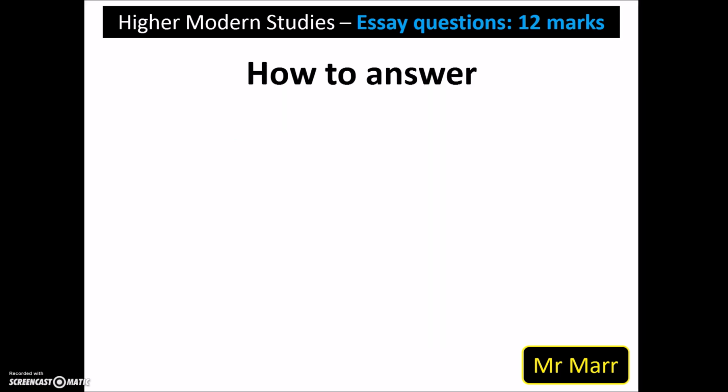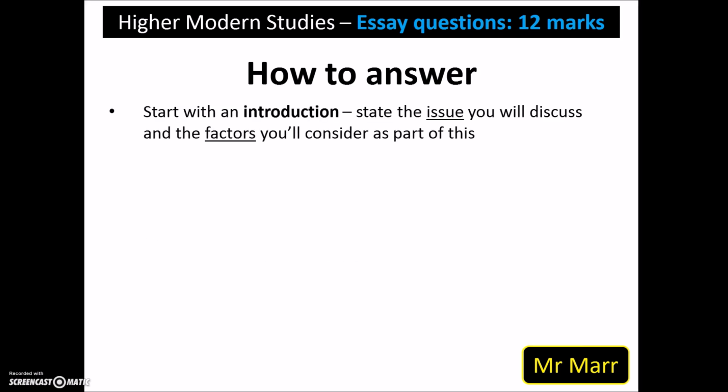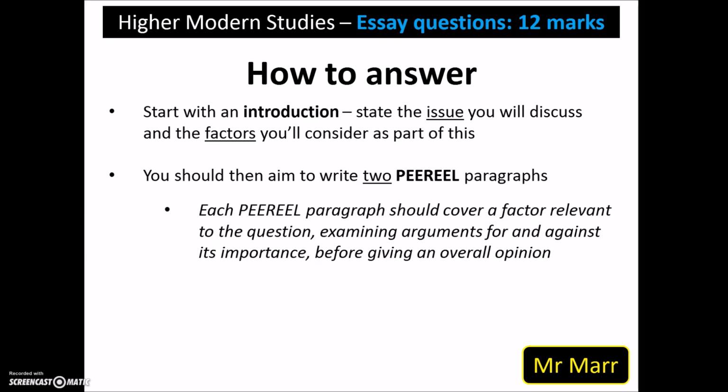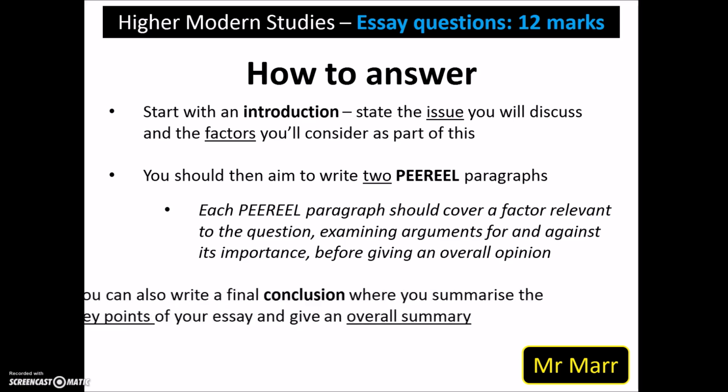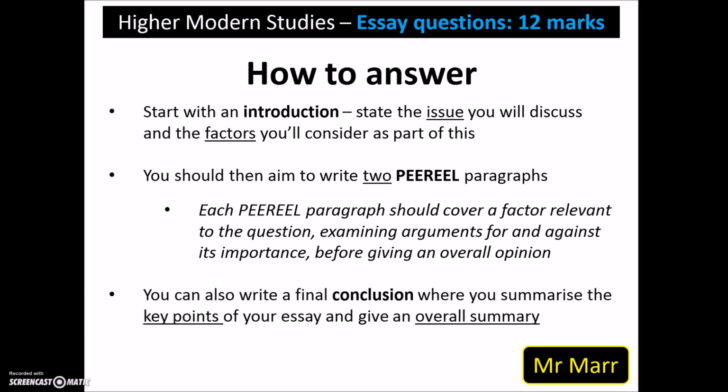Let's discuss a possible approach to answering this to try and ensure you get the maximum marks possible. You should start your essay with an introduction. Simply state the issue that you will discuss, which is the one named in the question, and then identify the specific factors you're going to consider as part of your answer. After this, you should aim to write 2 PREO paragraphs. Each PREO paragraph should cover a factor which is relevant to the question, looking at arguments for and against its importance, before you go on to give an overall opinion. Finally, you should write a conclusion, where you summarise the main points of your essay and also give an overall summary.